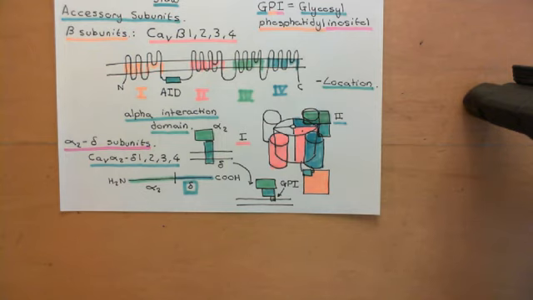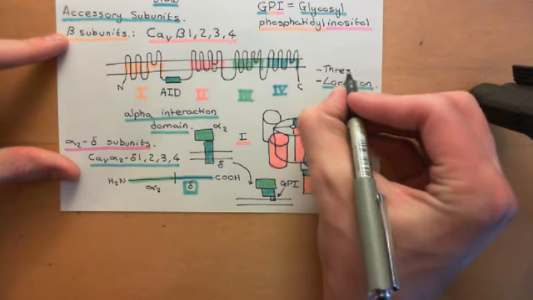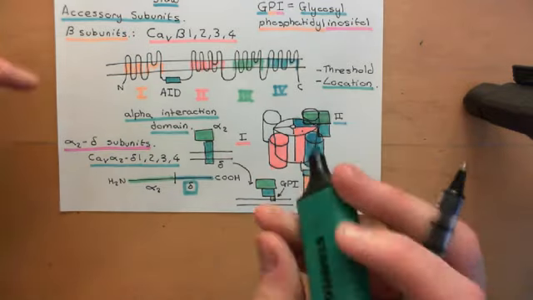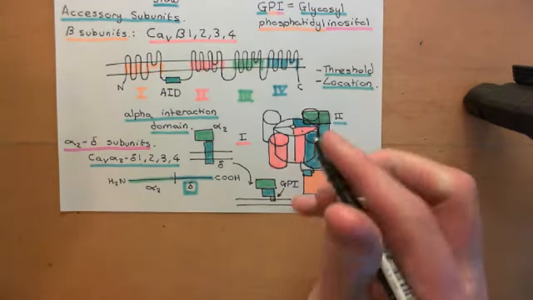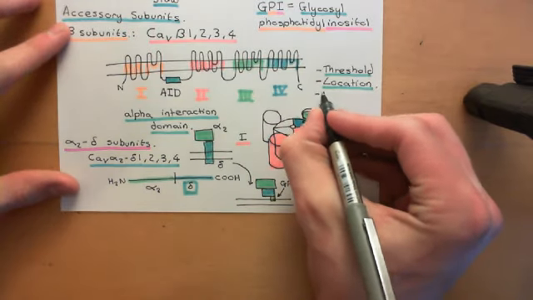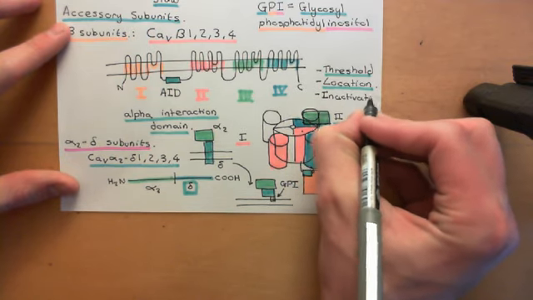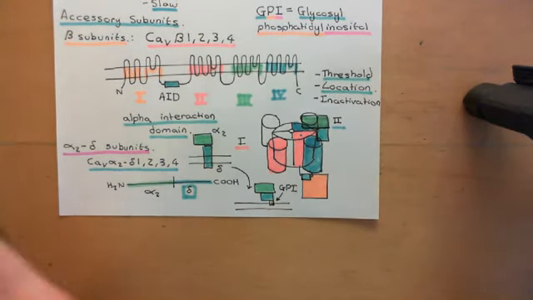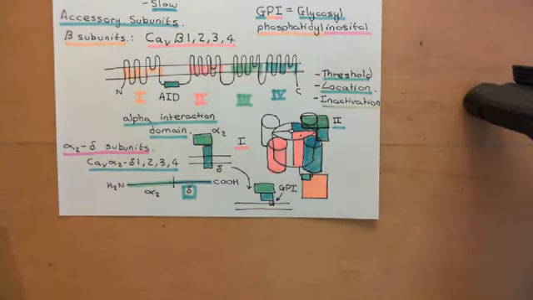It's also known that they can affect the threshold potential for the activation of the voltage-gated calcium channel alpha-1 subunit, and they can also affect the speed of inactivation. So these alpha-2 delta subunits can affect a lot of things: the location of the alpha-1 subunit, the threshold potential for the alpha-1 subunit of the voltage-gated calcium channel, and also how long it takes to inactivate once it's actually opened. So we'll call it there for this video.